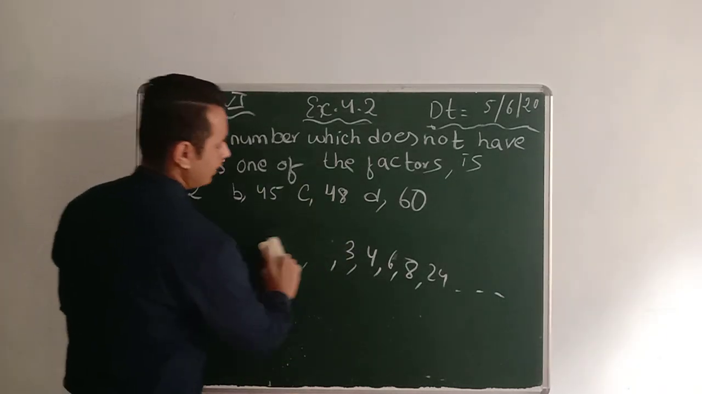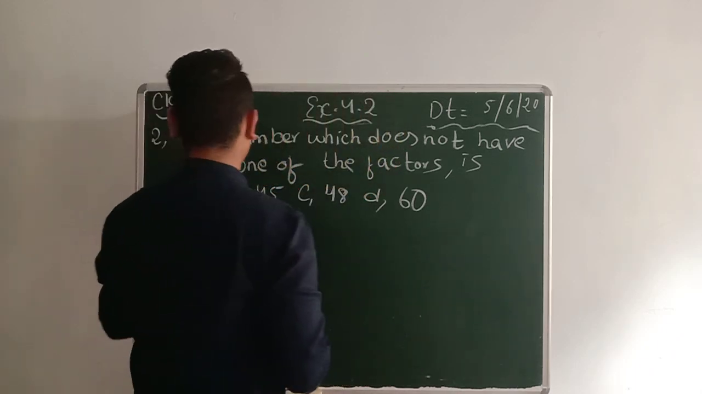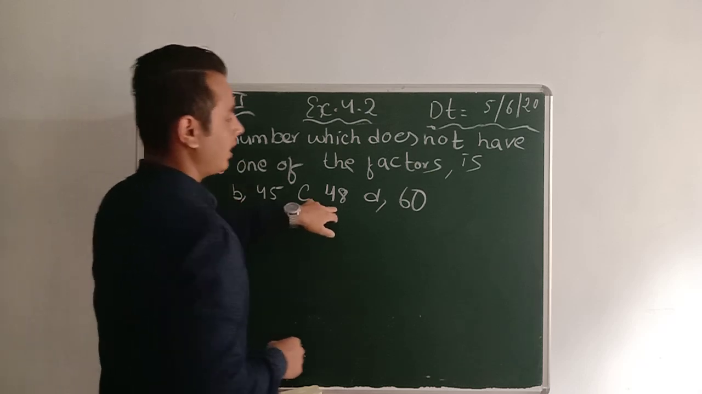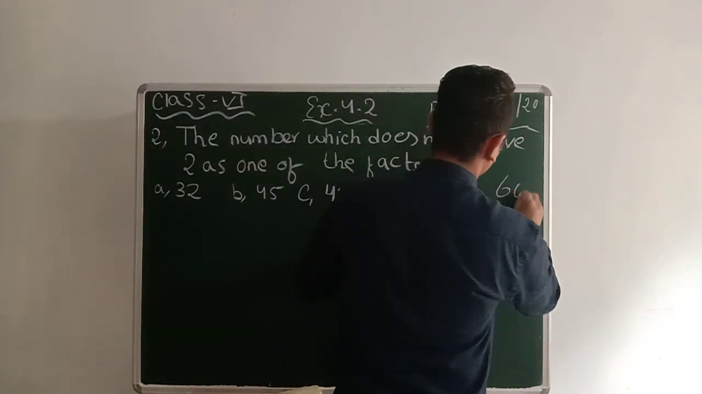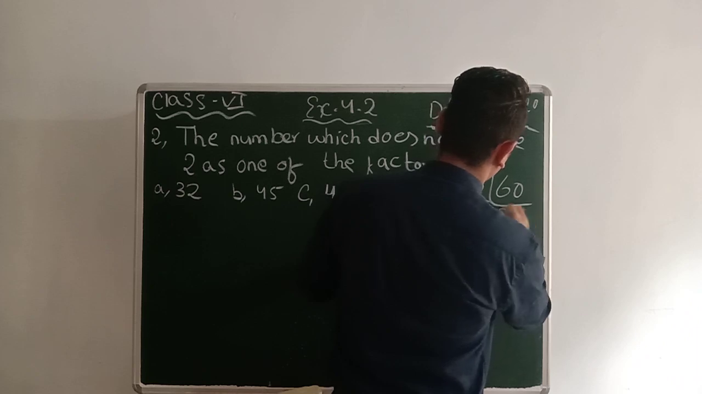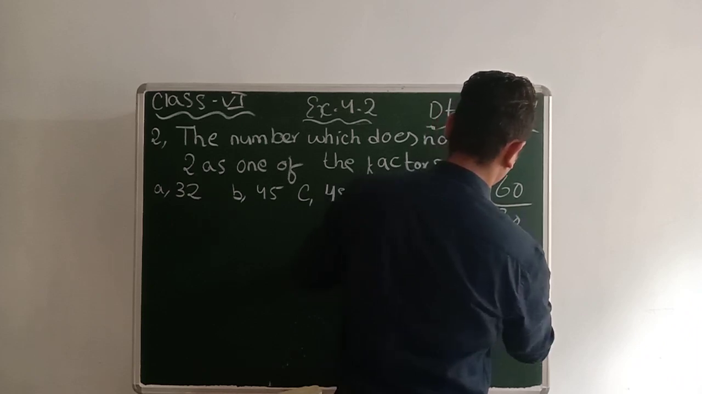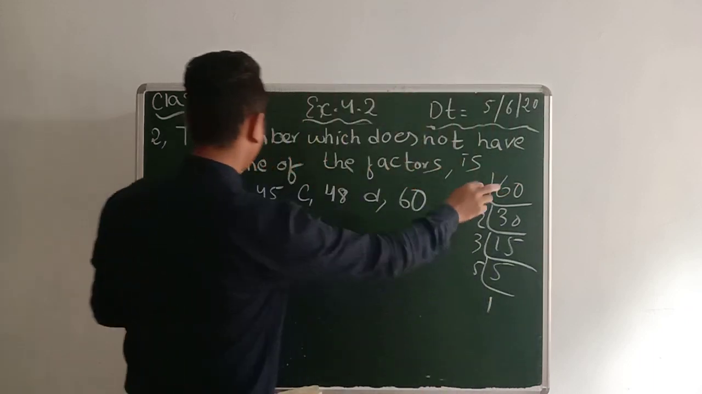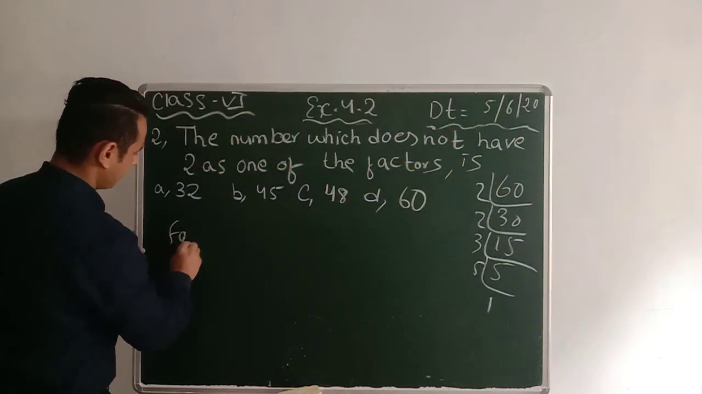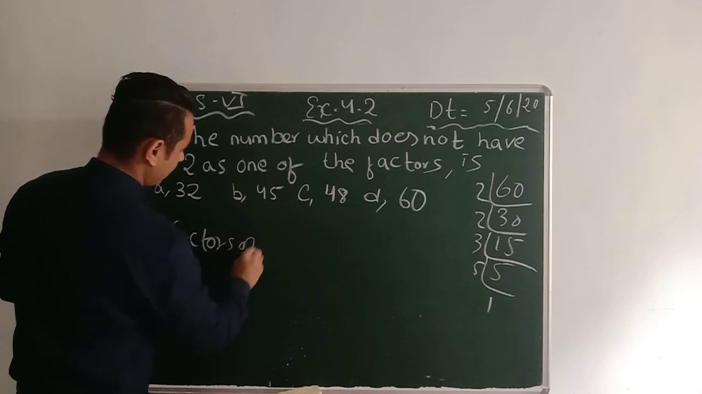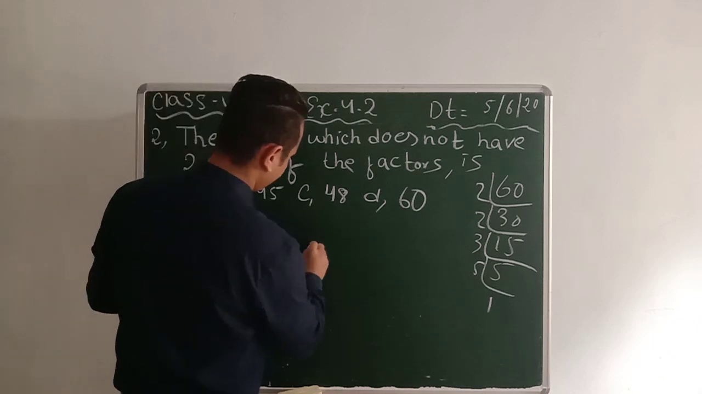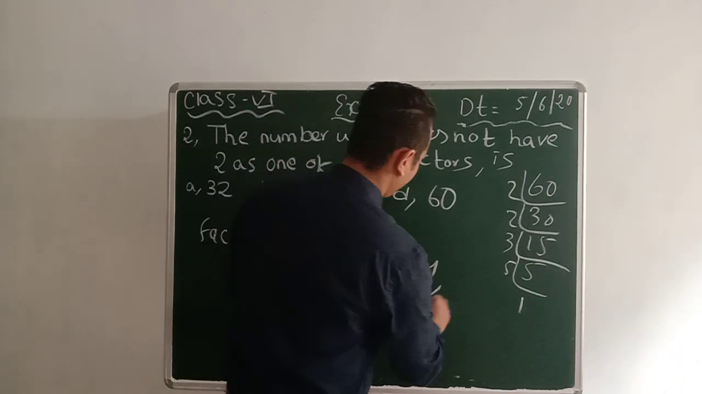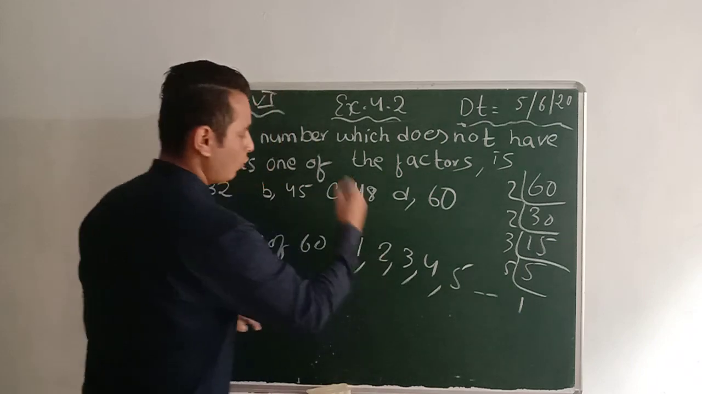I have already said, I am just doing it. We have done 32. In 32 there is 2. In 45 there is not 2. Okay, in 48 there is 2 as a factor. Now 60. 2 30s are 60, 2 15s are 30, 3 5s are 15, 5 1s are 5. Factors of 60: 1 will be the factor, 2, 3, 4, 5 and so on. That means 2 is there also.